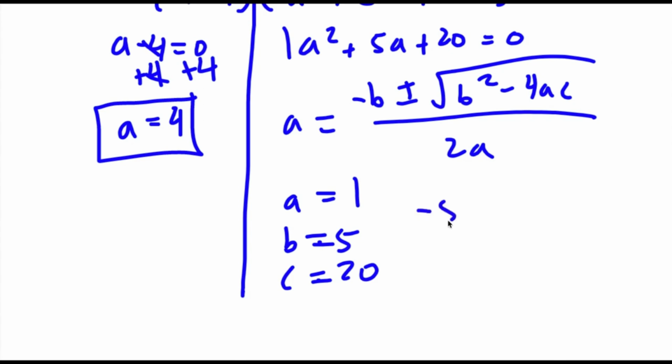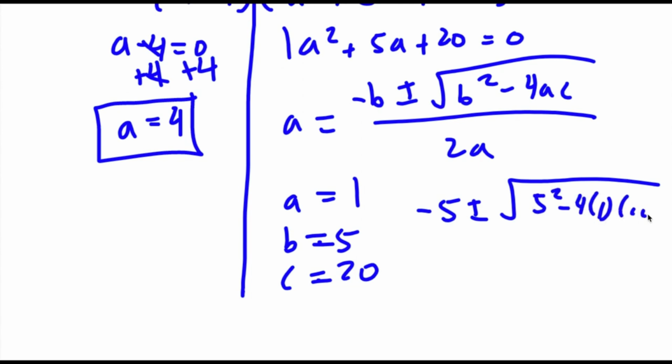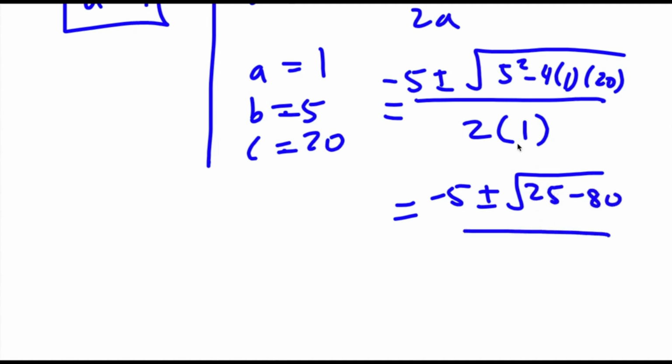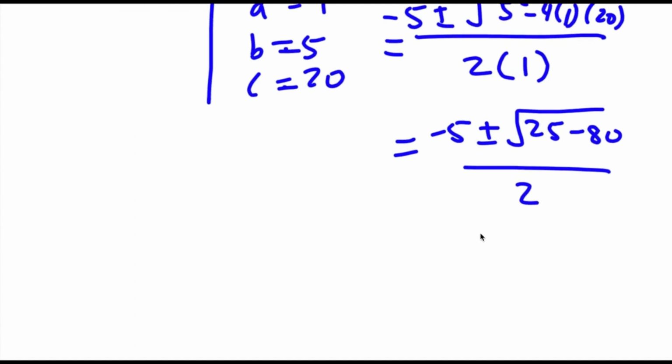So now this would give me negative 5 plus or minus the square root of 5 squared minus 4 times 1 times 20, all over 2a, so 2 times 1. Now this is equal to negative 5 plus or minus the square root of 25 minus 80, all over 2 times 1, which is 2. Now this is equal to negative 5 plus or minus the square root of negative 55 over 2.